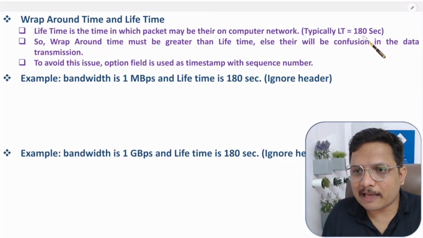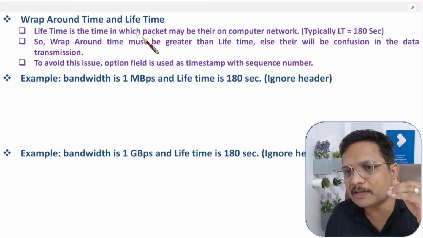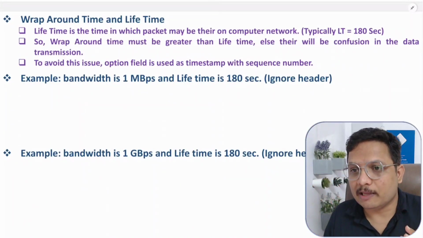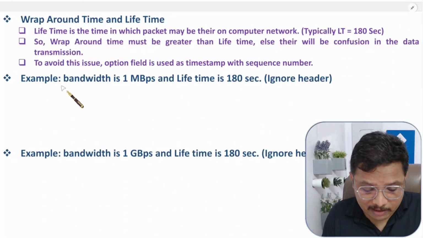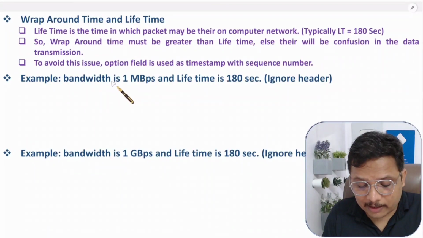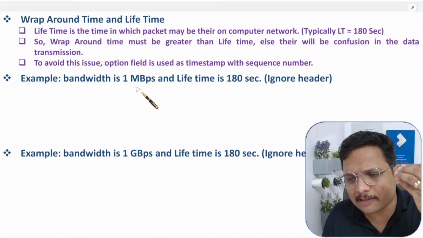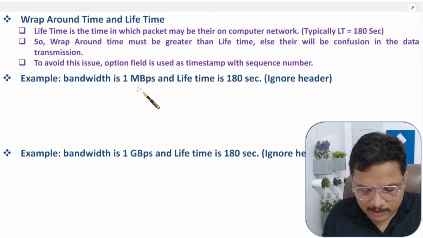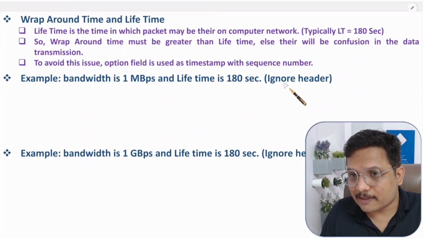Now you might be thinking why we are discussing this definition. The reason is you need to understand how many issues are possible, so I'll explain with an example. Let me consider the first example. Bandwidth is 1 Mbps, which is typically what almost everybody is using right now, and nowadays people are using more than this. Let's say lifetime is 180 seconds, and we are ignoring headers.